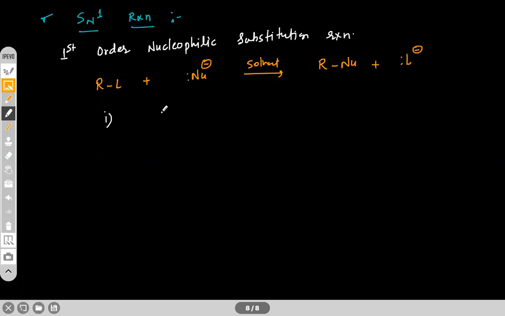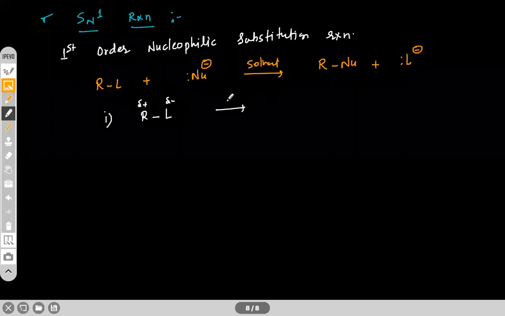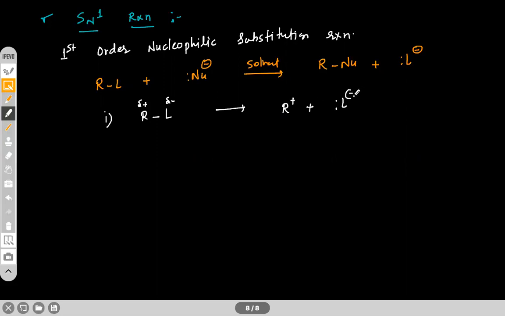That is the mechanism. The R and leaving group bond that we have is delta positive and delta negative. We have discussed this with alkyl halide, RCl, in the previous example. So this carbon and halogen bond dissociates into R plus and L minus. L takes this bond pair of electrons and forms this. Now this step is the slowest step, and it is the RDS, rate determining step.